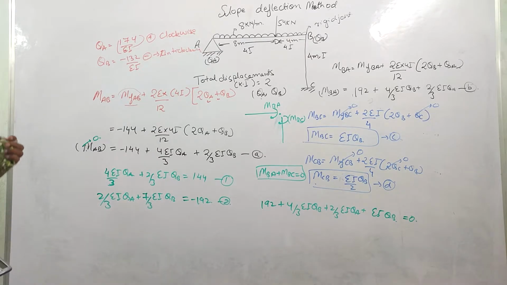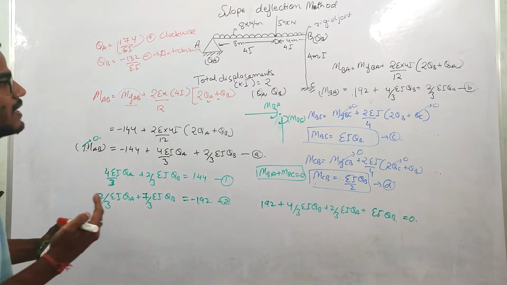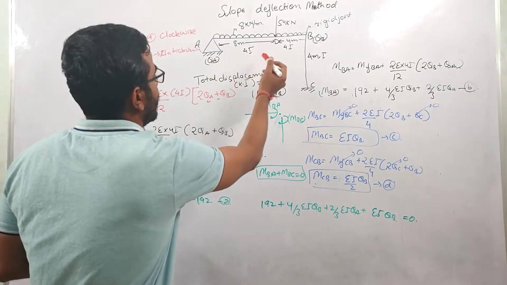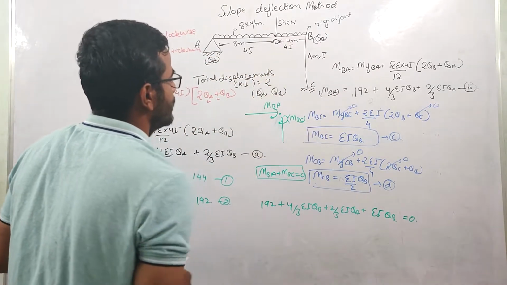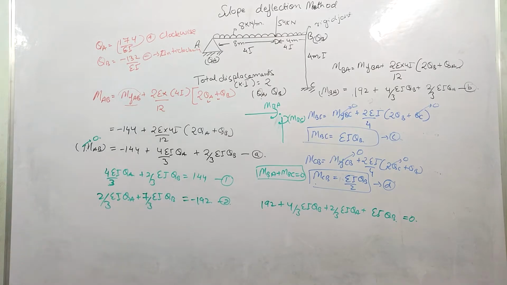Now using these values, we need to find the end moments generated at this B support and this C point.